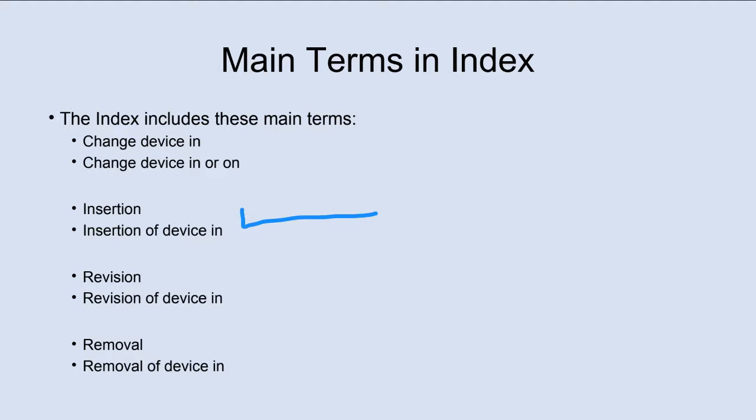There are also separate entries for revision and revision of device in, and also removal and removal of device in. So these are separate main terms. If you look up just removal, you may miss something. If you look up just revision, you may miss something.